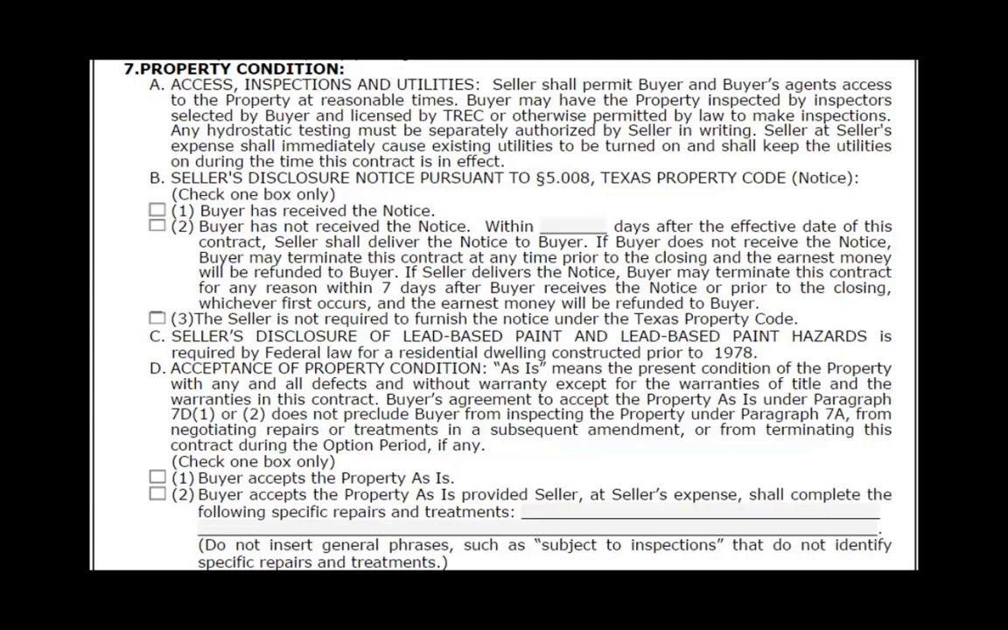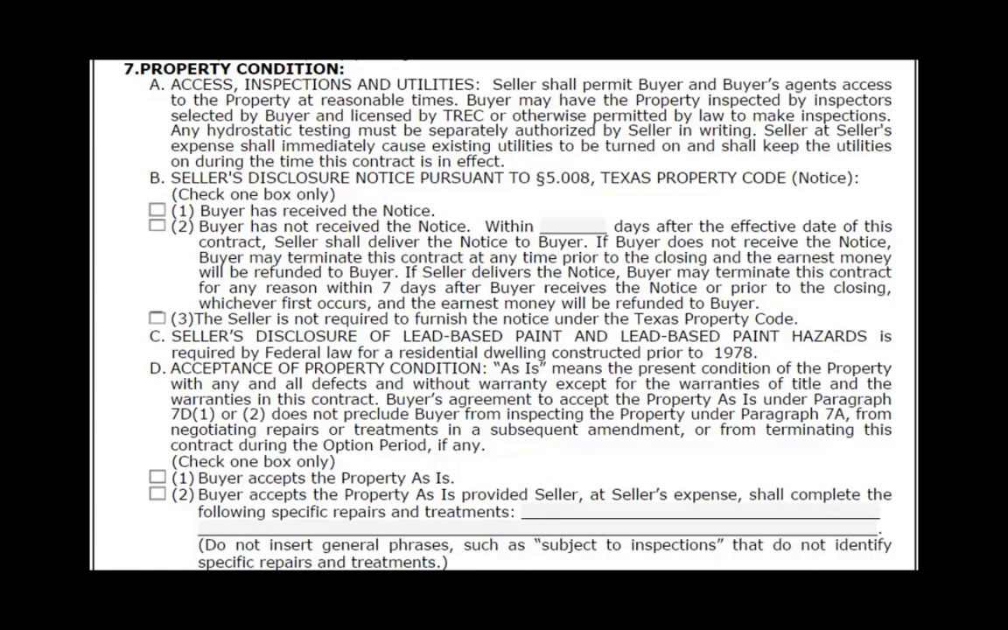Side note, if the utilities are not activated during the option period and the buyer wants to extend the option period, even though the seller might be in default here, it would still be a good idea for the buyer to pay an additional option fee if they're going to extend the option period, to make sure that option period is valid. So kind of crazy.